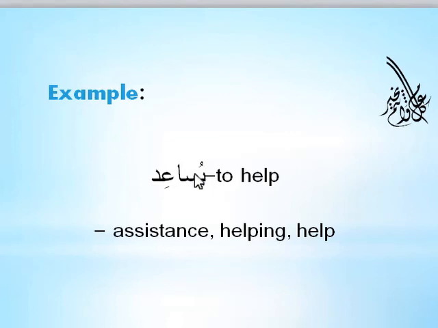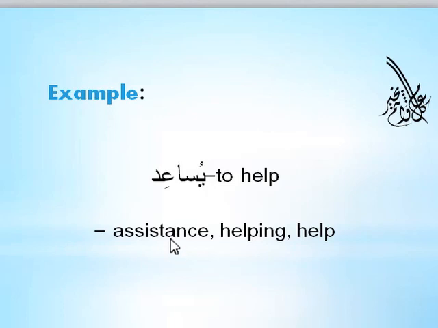Measure 3 is what? Reciprocal. To make each other happy. So help means to make each other happy. What happens when you help someone? Who's happy? Everybody, right? So this is what that means. Isn't that wonderful? Okay, but yusa'id, it means to help.